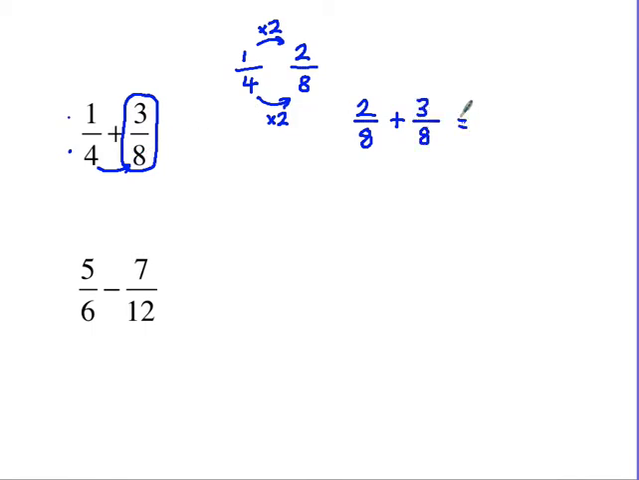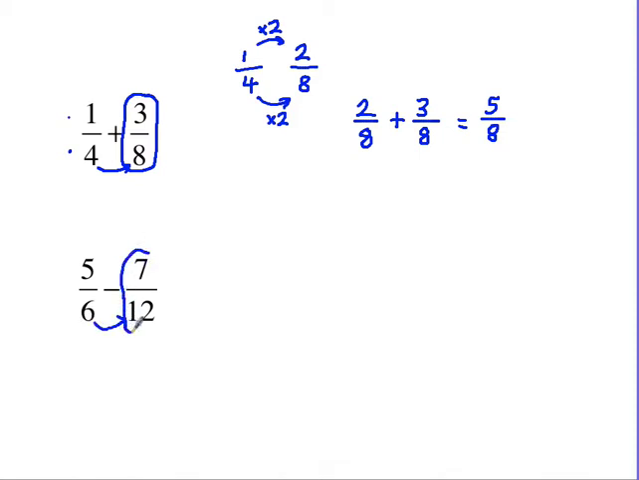And if you remember from before, that's like saying, how many eighths have I got? If I do 2/8, add 3/8, well, I've got 5/8. Same thing with subtraction. Again, I can't add and subtract these at the moment because the denominator is not the same, but I can quite easily turn 6 into 12.